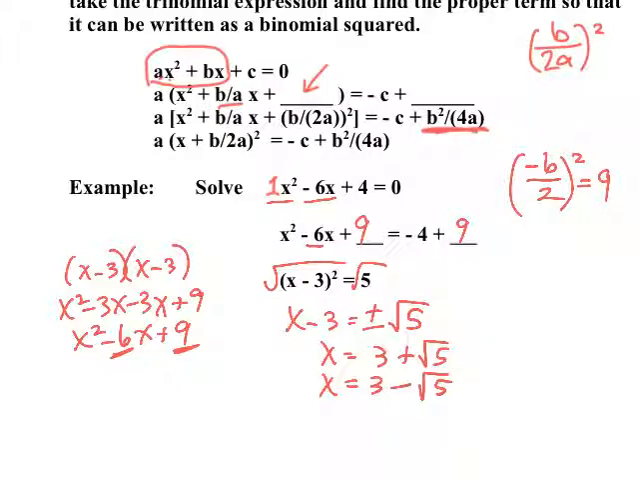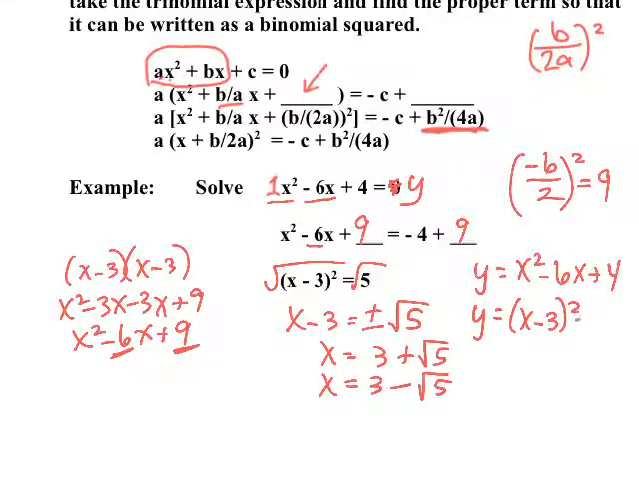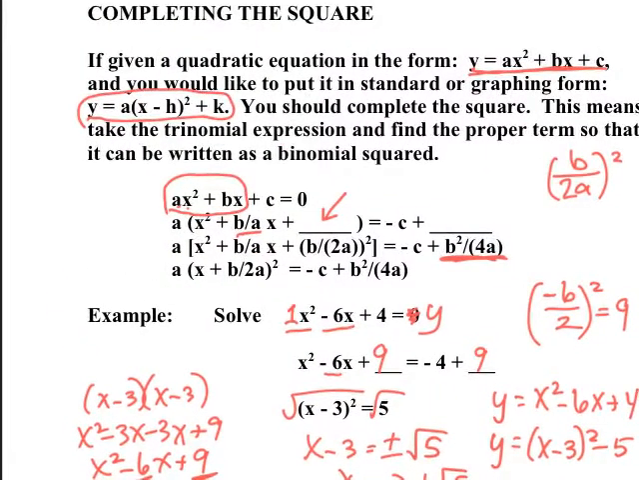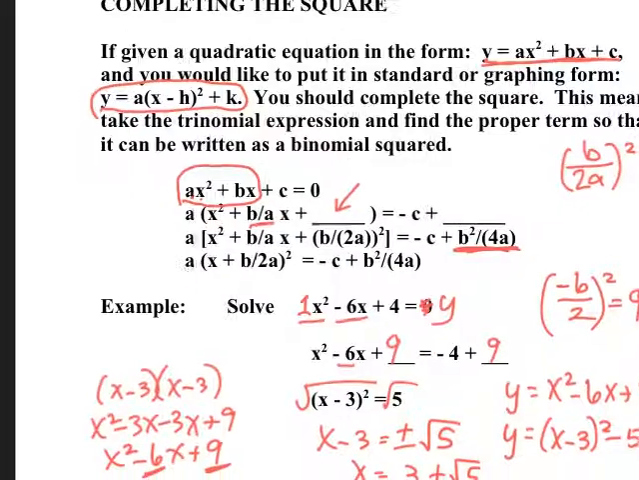x-intercepts, or roots. The other thing is, let's say this wasn't equal to 0, but it was equal to y. We had y equals x squared minus 6x plus 4. And when you go through completing the square, you end up with y equals (x minus 3) squared, and of course, this whole thing equaled y, so minus 5. And the beauty of that is it's now in this form here, this form up here.